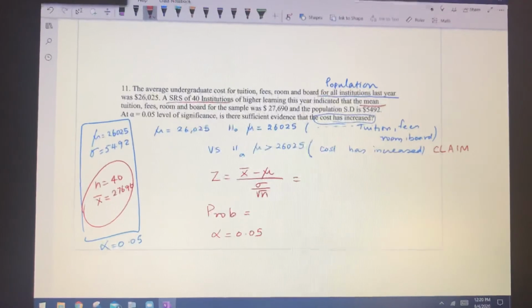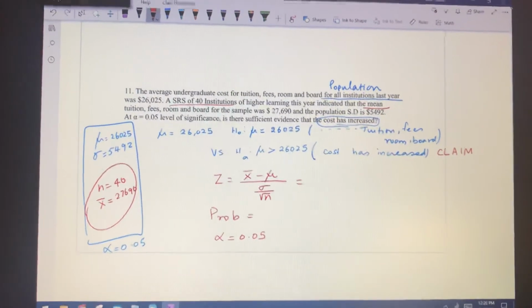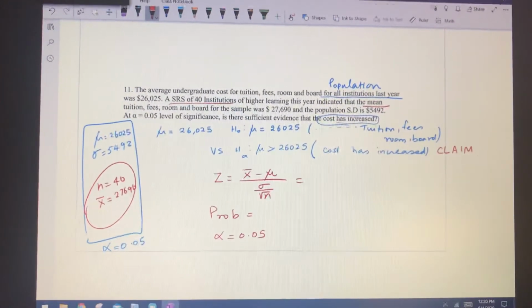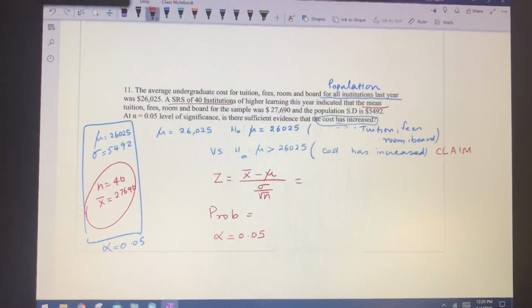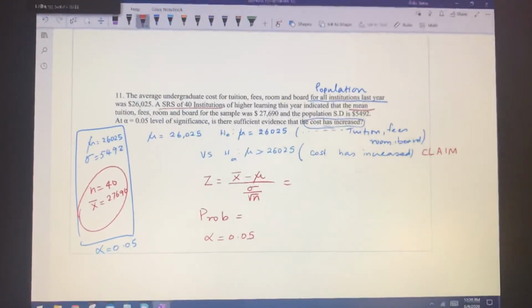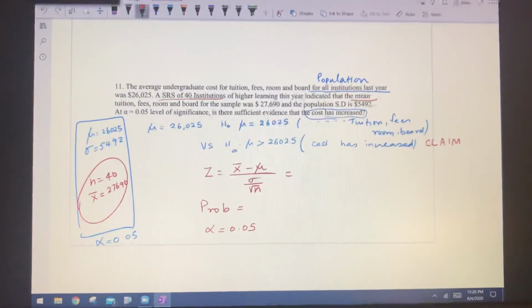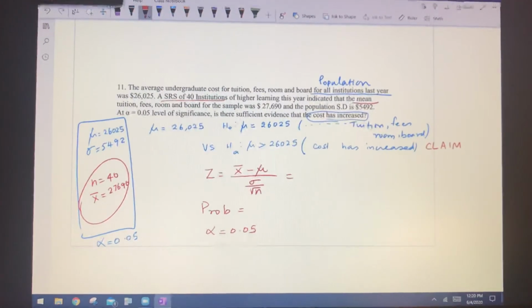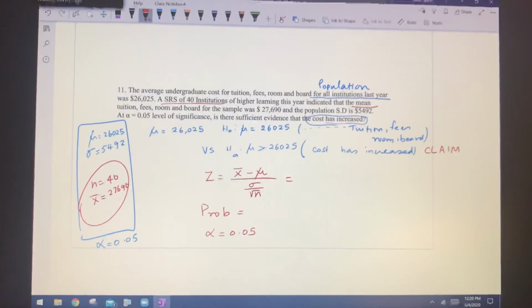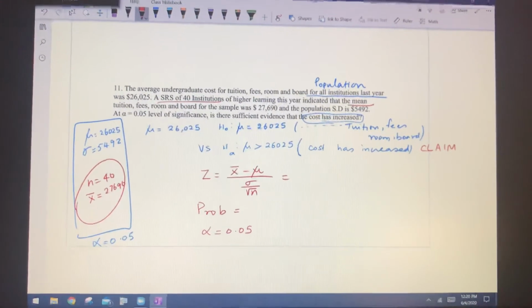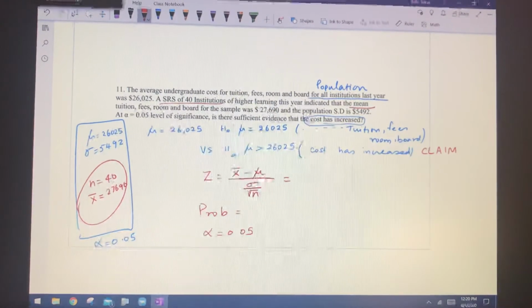So I'm going to take my TI, turn it on, and then go to test. Select option number 1, and again you have two options, data and stats. This time I'm going to move on to stats, because the x bar is given, the number coming from the sample is given. Check, check, check. Just plug in the numbers.